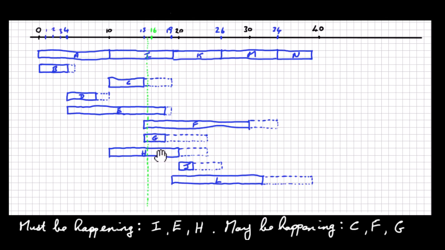H can only be pushed out 1, 2, 3, 4. Even if it was pushed out 4 days, it would still be intersecting this green line. So H has to be happening, and we have that here anyway. Okay, so really that's it for this video and this particular question.